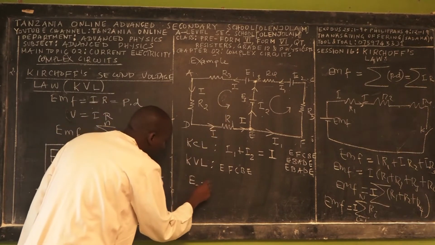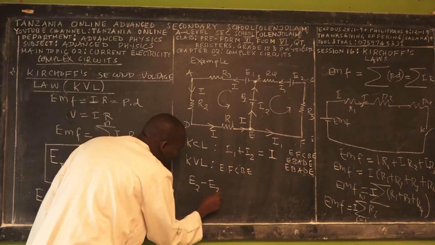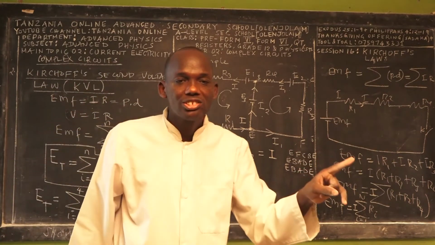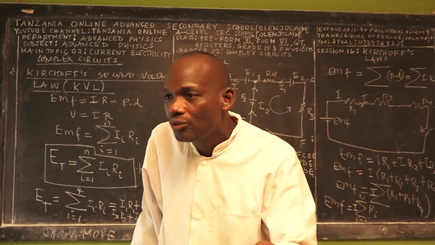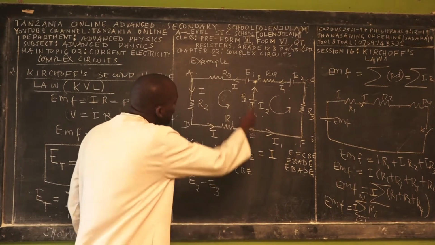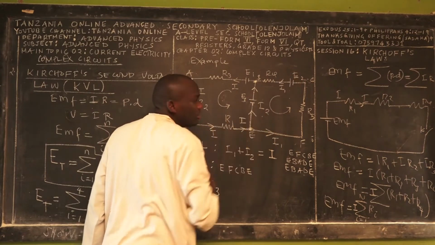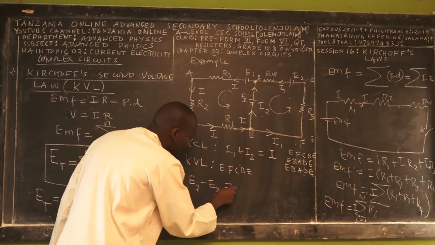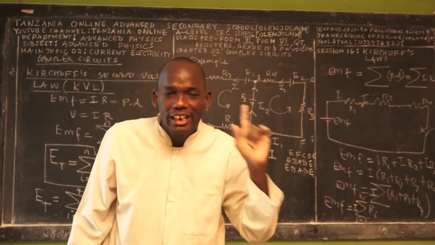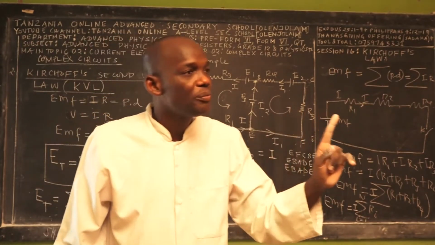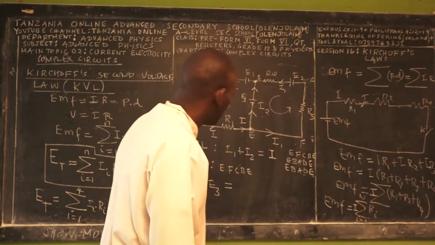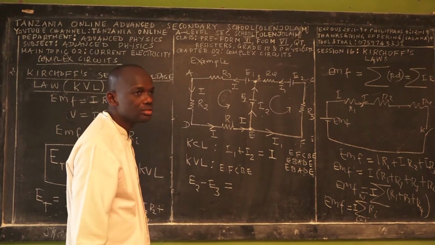So for this case, we have minus what? E3. This is the algebraic sum of electromotive force. In any closed circuit, the algebraic sum of electromotive force. Do we have any others? No, we have only 2, E3 and E2. Then we put the equal sign. In any closed circuit, the algebraic sum of all electromotive force should be equal to what? The algebraic sum of all what? Potential difference. So we are done with the electromotive force side.